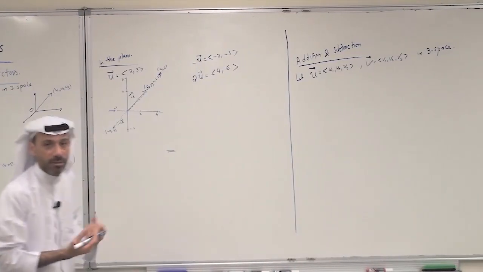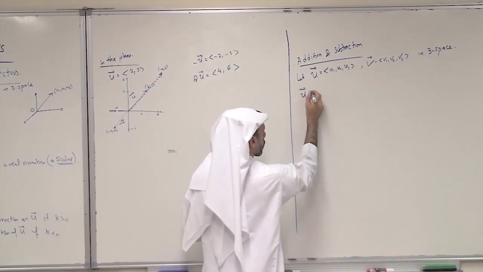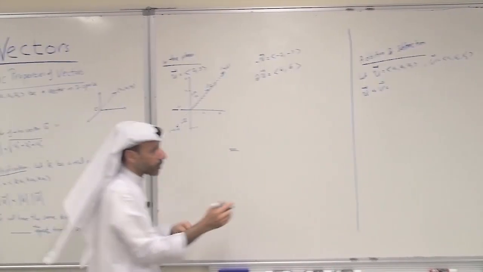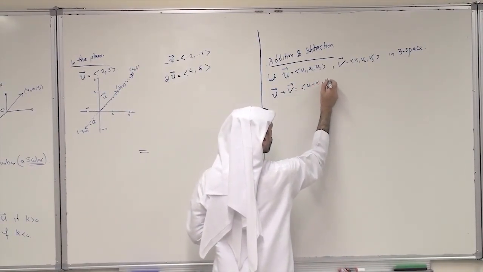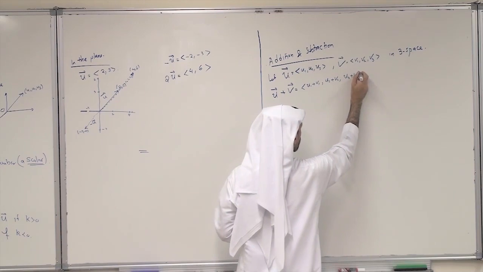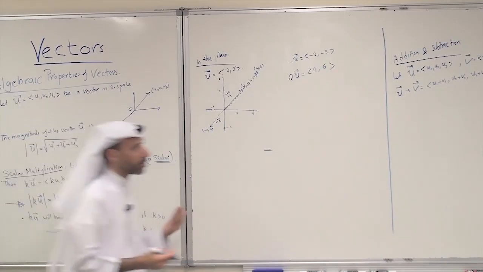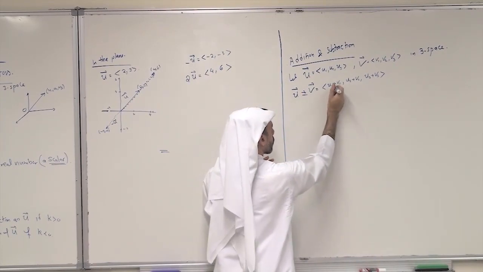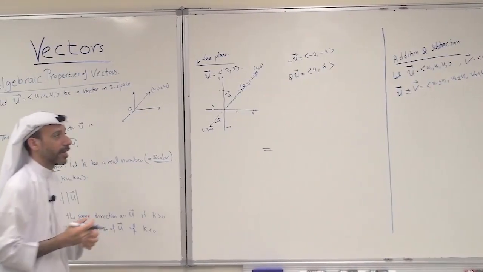How to add vectors? In fact, to add vectors, you get a new vector U plus V. To add two vectors, we add the corresponding components. This becomes U1 plus V1, U2 plus V2, and U3 plus V3. So this is how to add two vectors. What about subtracting vectors? In fact, the same thing. You just subtract the corresponding components. So if I have minus here, this becomes minus, this becomes minus, this becomes minus. So this is how to add and subtract vectors.